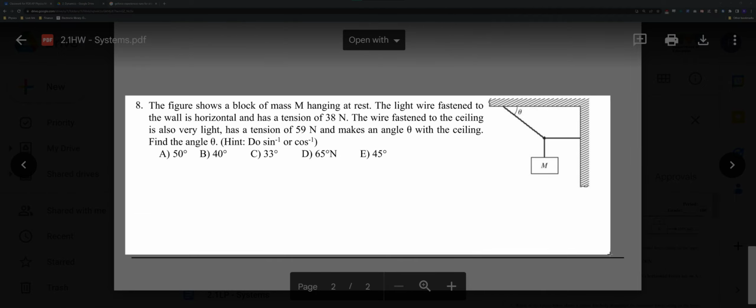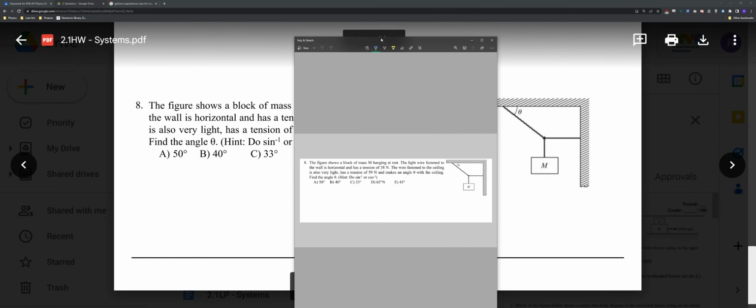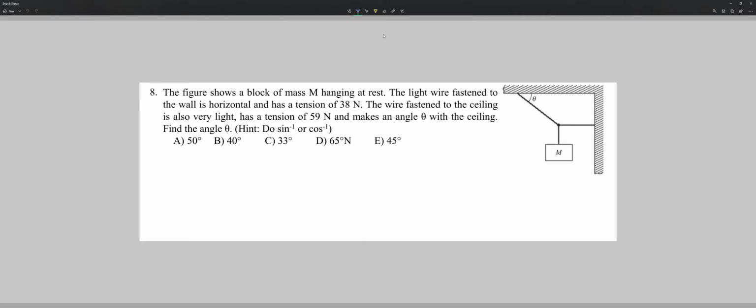So we have 8. The figure shows a block of mass m hanging at rest. It's in equilibrium. The light wire fastened to the wall is horizontal and has a tension of 38 newtons. So the tension of this rope right here is 38 newtons, to the right. And the wire fastened to the ceiling is also very light, has a tension of 59 newtons. So we can say the tension of this rope is 59 newtons. It makes an angle with the ceiling, and the question wants you to find out what is your angle?